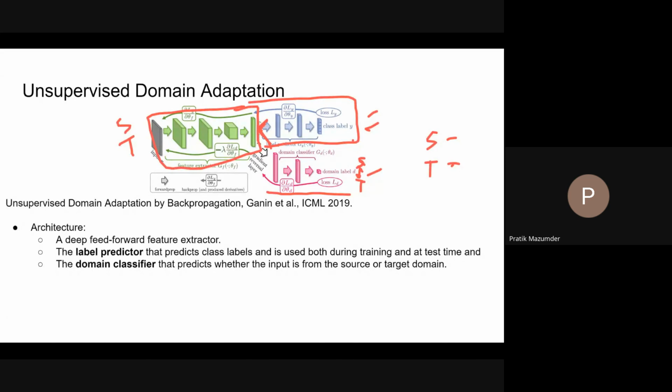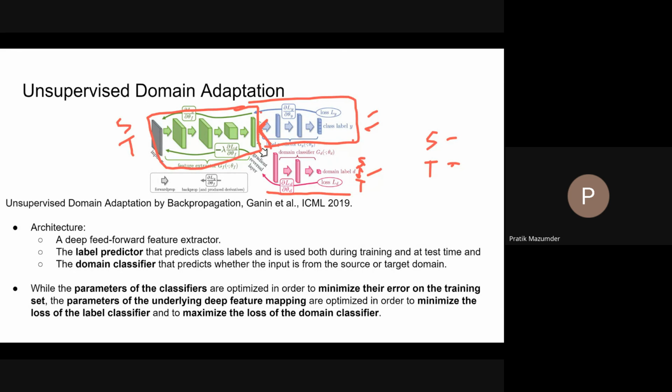If they are from the same class, they will be similar. They'll be close to each other in the feature space. If they are from different classes, they'll be different from each other in the feature space, even though they may belong to different domains. And if that can be achieved, your classifier will automatically perform well in the target domain as well. So that's the core idea behind this particular method of unsupervised domain adaptation by backpropagation. We'll look at this method step by step.